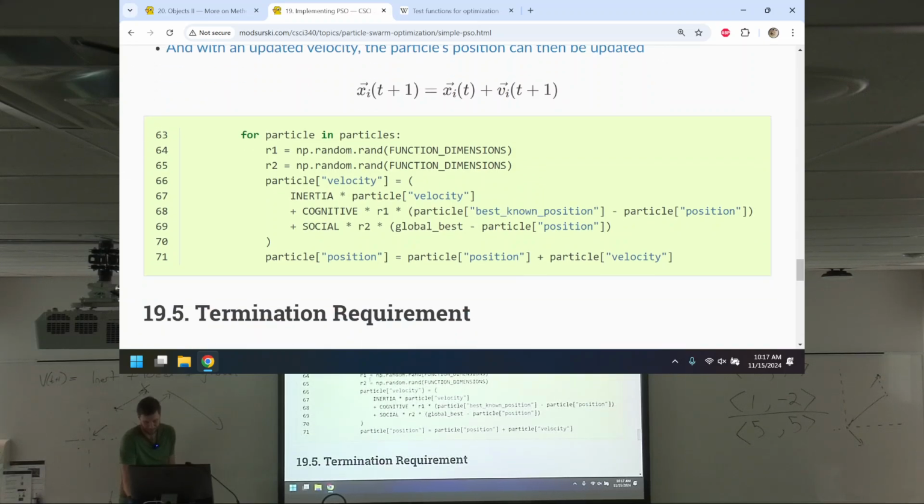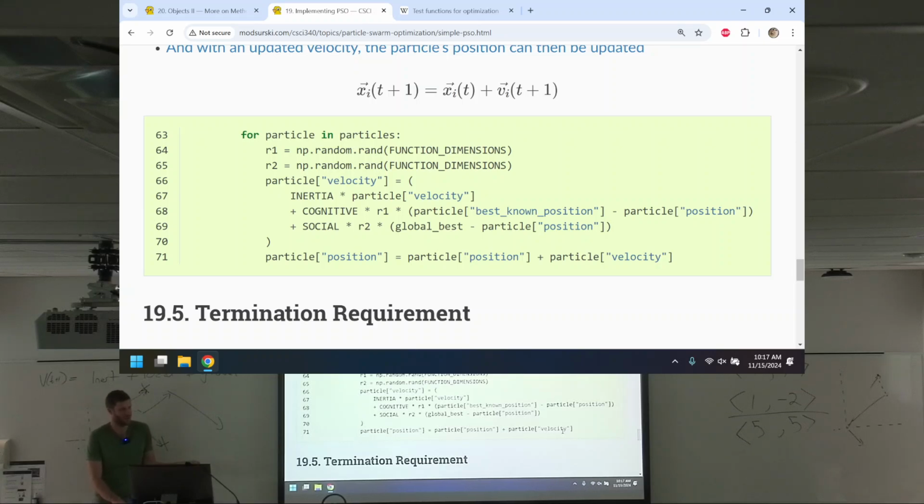Particle. Get the R1, R2. The particle's velocity is the inertia times my current velocity, plus the cognitive coefficient, R1, times the difference between my best known location and my current position, plus the social coefficient, R2, times the global difference as well. And then update the position: the position is equal to my position plus my velocity. And that's it. That's really it.